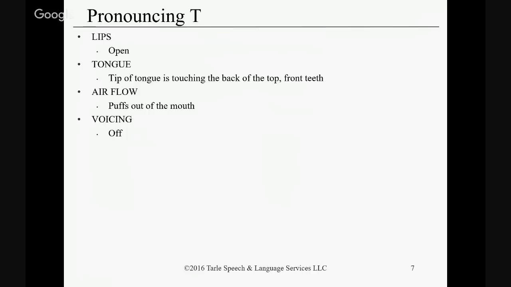How do we say this T sound? So our mouth is going to be slightly open. The tip of your tongue, that part right there, is going to touch the back of your top front teeth. T, t, t. To be really specific, it touches right where my teeth meet the skin on the roof of my mouth. So t, t, t. The airflow is going to puff out and our voice is off. It's not on. T, t, t.